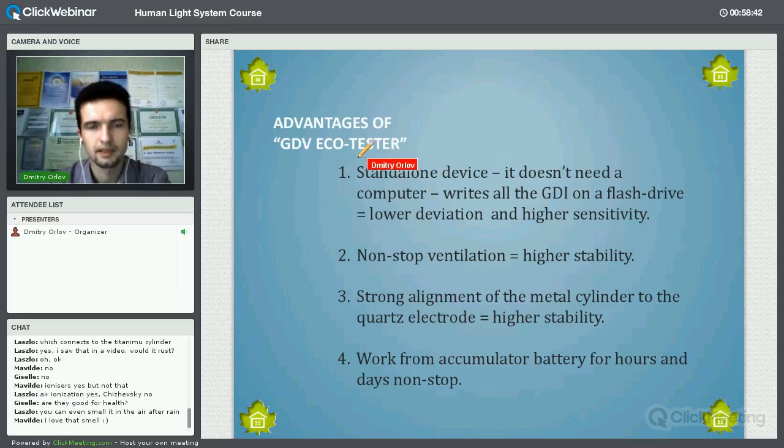So the GDV EcoTester device is a standalone. It writes everything to the flash drive. Due to the fact that it doesn't connect to a computer, it has lower deviation and high sensitivity. It also has the inbuilt non-stop ventilation, so there is constant exchange of the air under the cover.